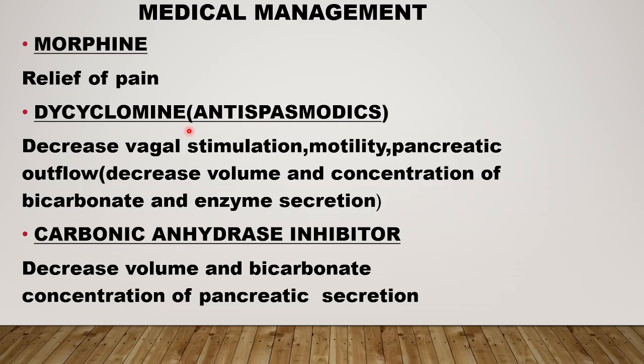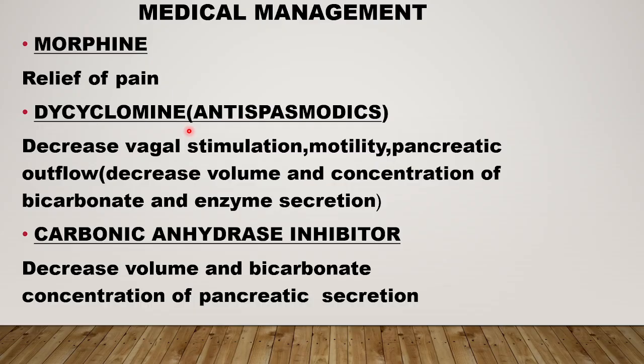It inhibits the actions of bradykinin and histamine. If bradykinin and histamine are inhibited, then there is an indirect action on the smooth muscles, and the strength of contractions of the spasm decreases. That's one action. Another action is it decreases the volume and concentration of bicarbonate and enzyme secretions.